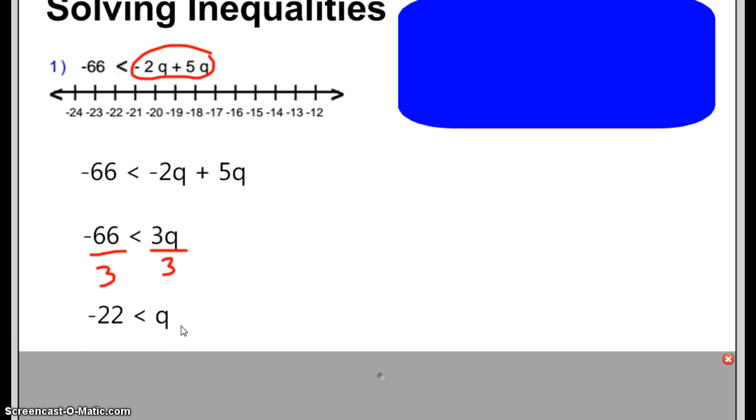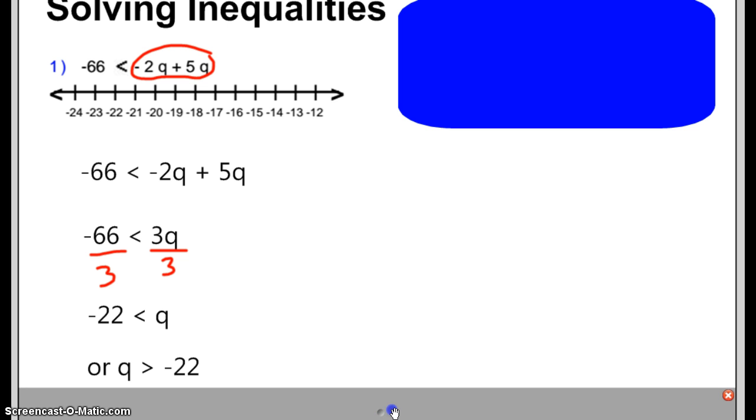But most of us like to read an inequality starting with the variable. So I can just read this backwards. Q is greater than negative 22. I chose to write it backwards as well so that I'd be more comfortable graphing my solution.